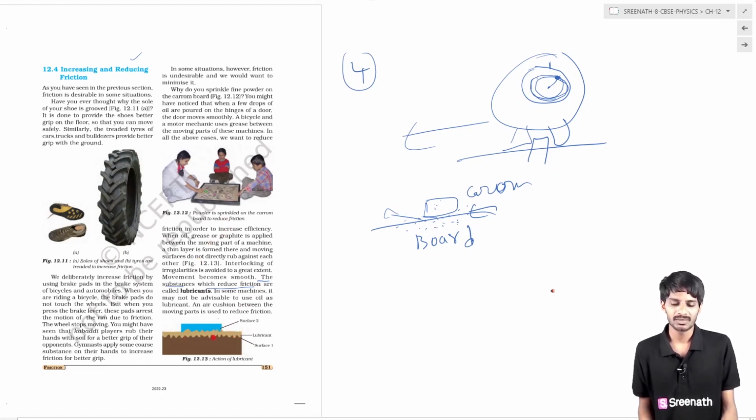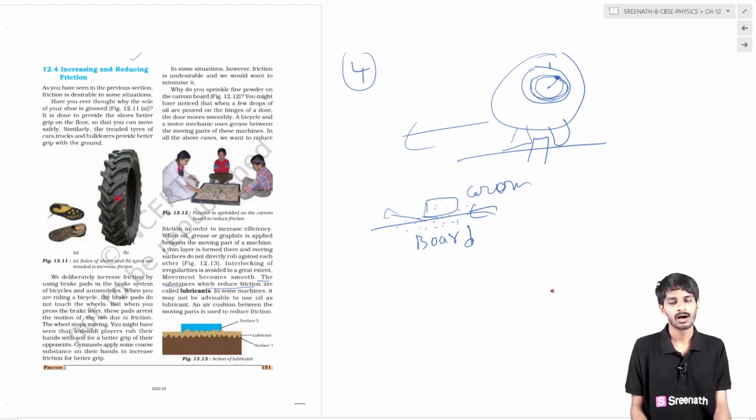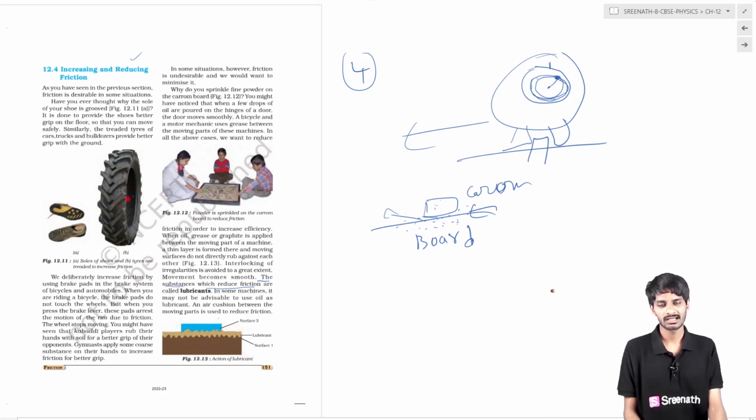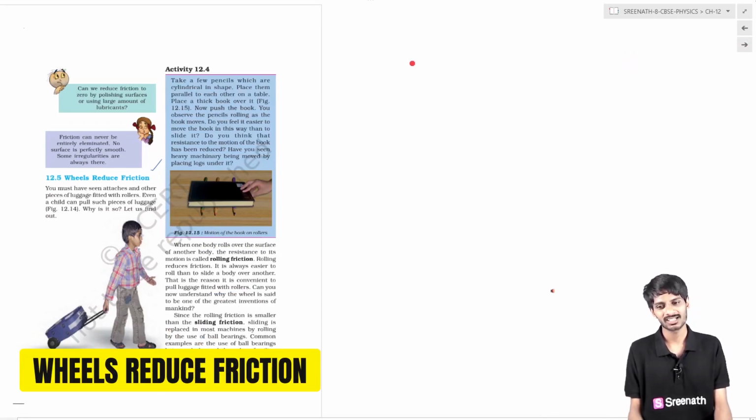Lubricants will come in between the two surfaces in contact, and they are basically in the form of liquid. They will cover the irregularities. They will reduce the friction. In order to increase the friction, you have to make more irregularities. That is about the fourth topic, students. We have completed the fourth topic. Now we have entered the fifth topic.